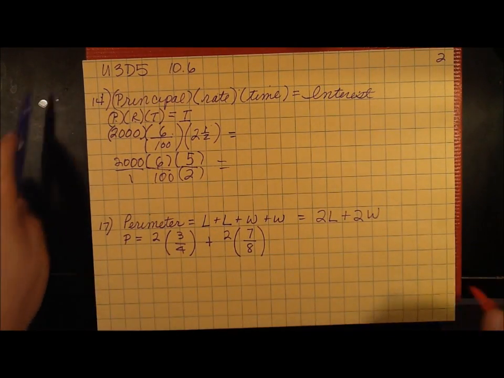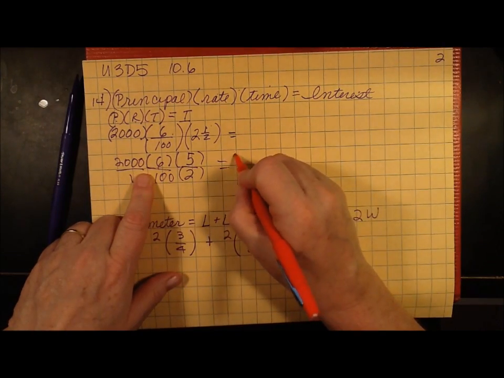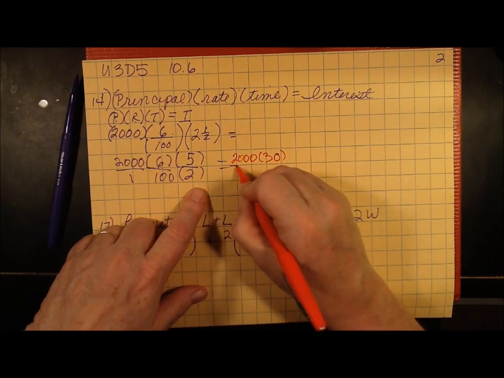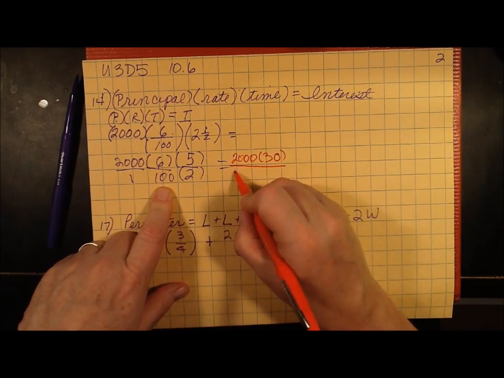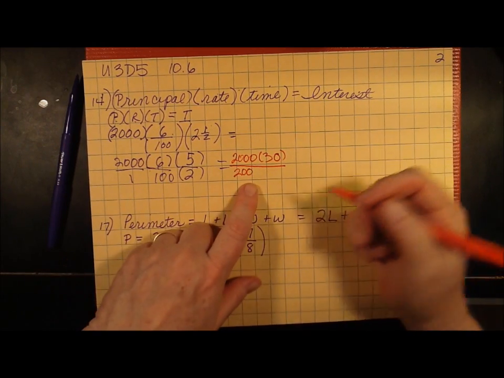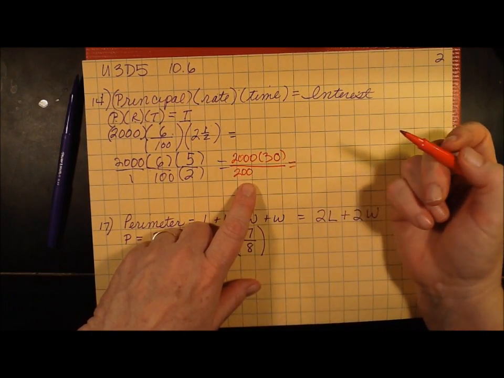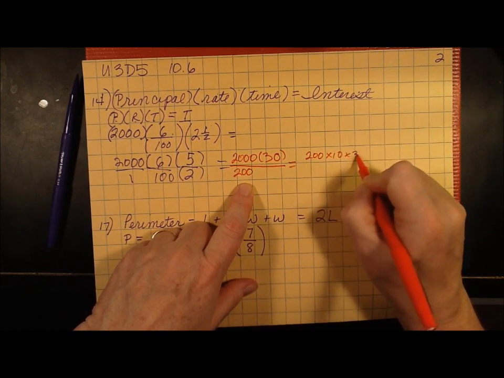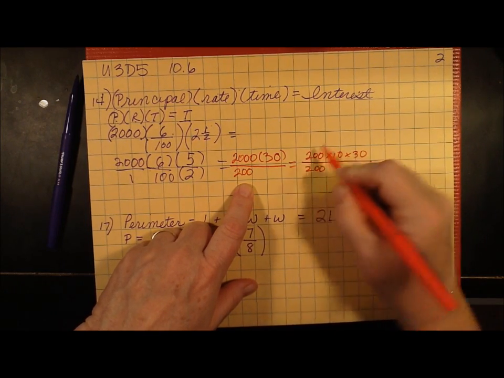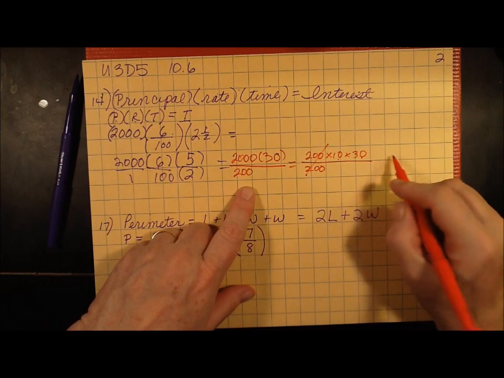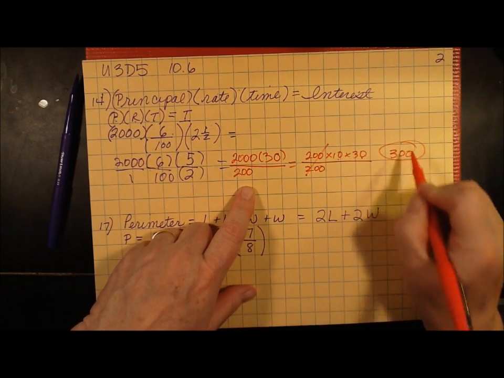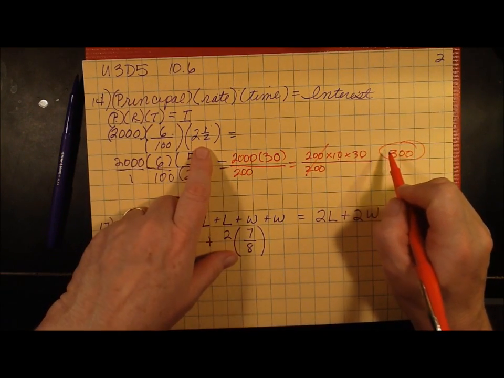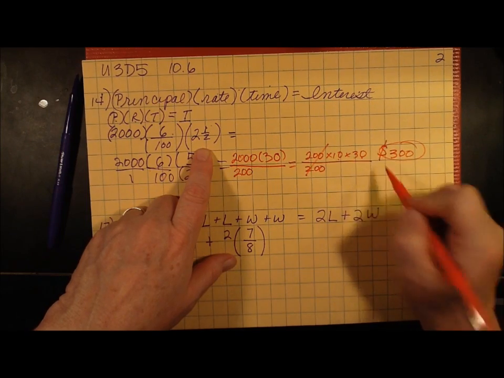So here I'm just going to use my multiplication powers and say 2,000 times 30, 6 times 5 is 30, over 2 times 100 is 200. So that's going to leave me, let's see, that's the same as 200 times 10 times 30 over 200. That makes a 1, so 10 times 30 is 300. That's my answer. So the interest on this loan for 2.5 years will be $300.